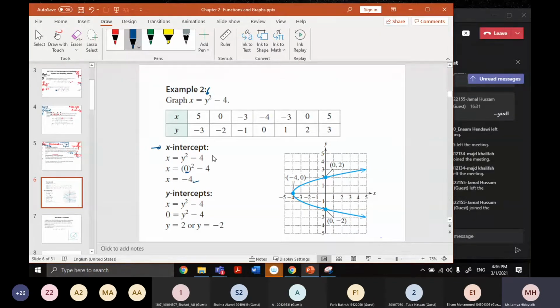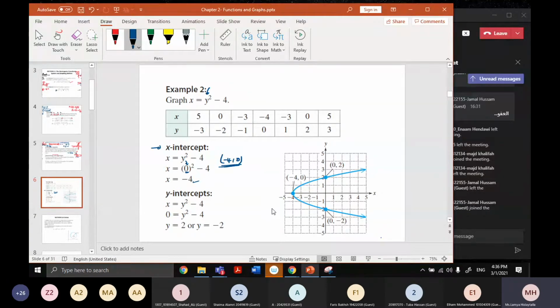So the x-intercept is minus 4, or it meets the graph, it meets the x-axis at the value x equals minus 4. What is the y value? The y value of course is 0, right? From the beginning we substituted it with 0. So the point is what and what? Minus 4 and 0. So this is where your graph meets the x-axis.